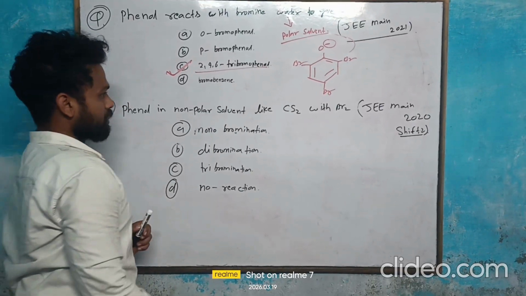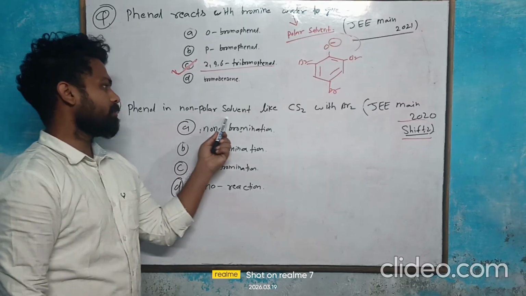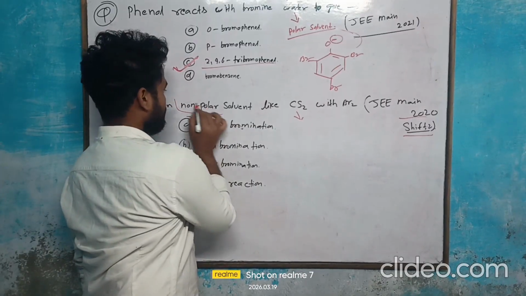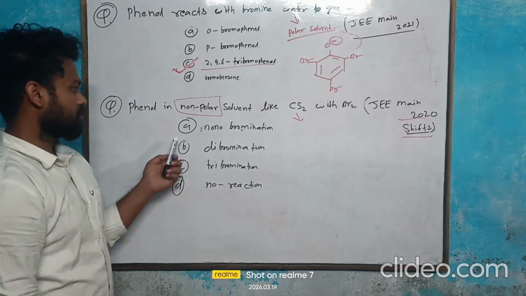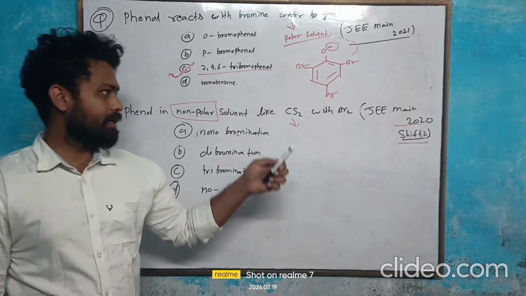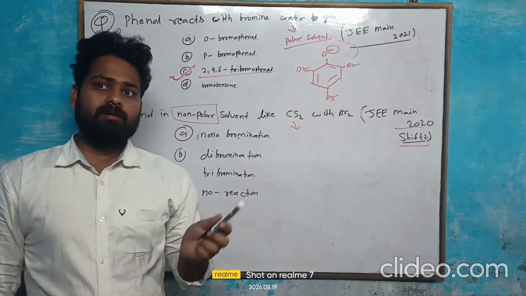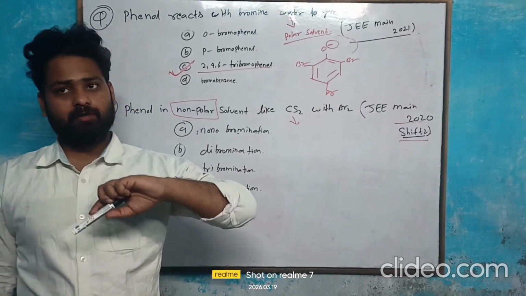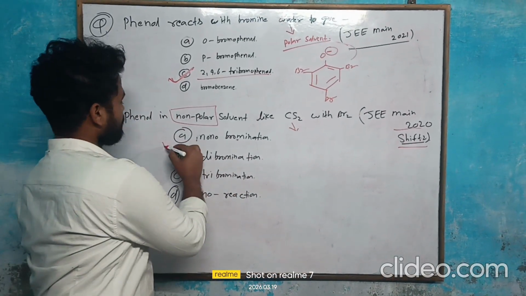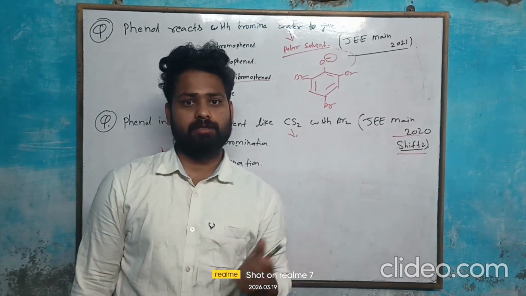Next question, which was asked in JEE 2026. Phenol in a non-polar solvent like CS2 with bromine water. This is a non-polar solvent, already discussed in the question. In the case of a non-polar solvent, it is less activating as compared to the previous one, so there is a chance of less bromination. Phenol will show a plus M effect, but it is not as activating as the phenoxide ion, so there is a chance of only monobromination. The answer will be A. Now we should move to the next reactions.